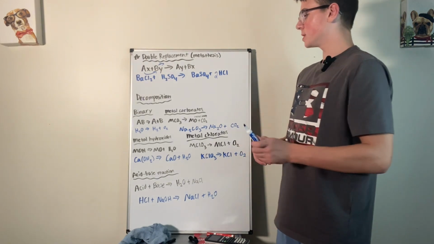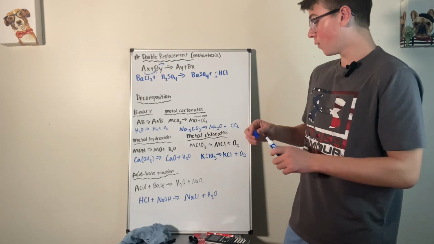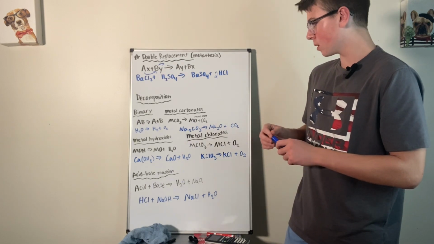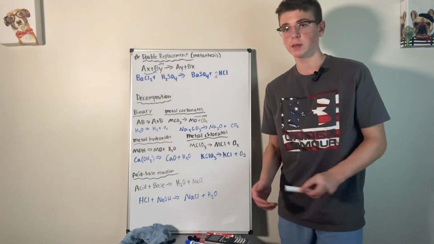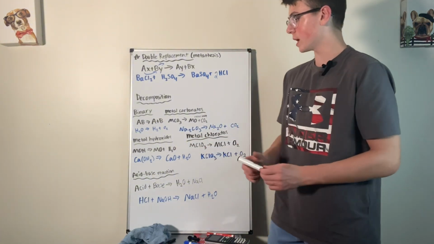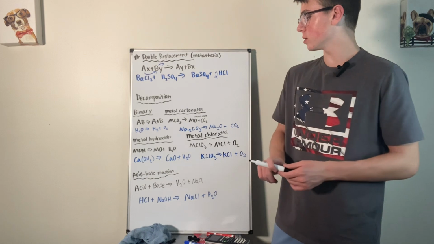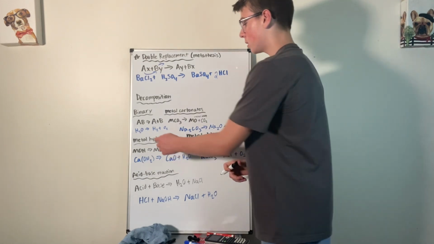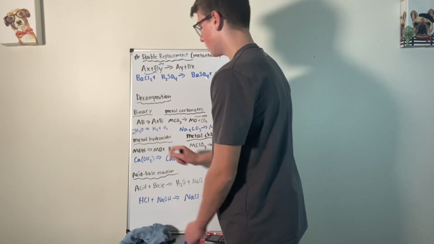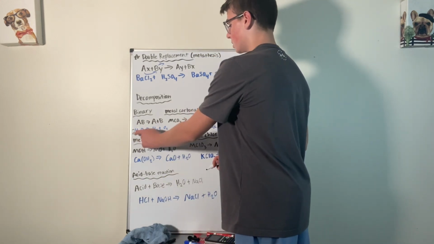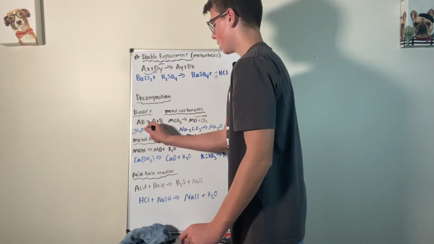Okay, decomposition. There are 4 types we're going over. There's going to be our binary, which is AB yields A plus B, which is our H2O example. H2O yields H2 plus O2. Well, clearly there's 2 O's over here, 1 over here. We're going to have to balance that, put a 2 there. Now there's 4 H's, 2 H's, need a 2.